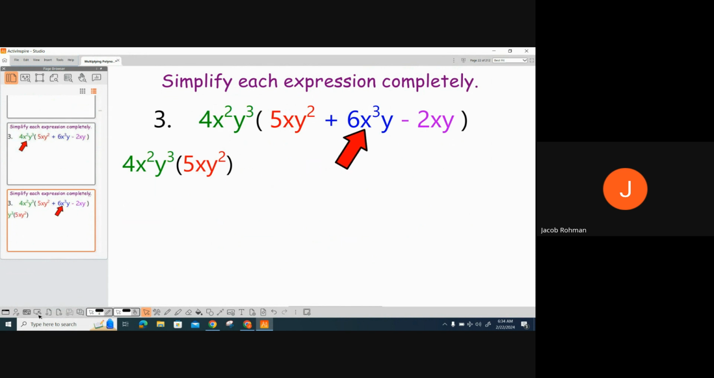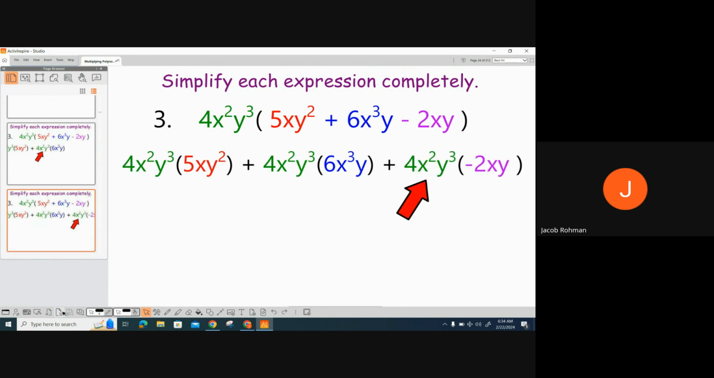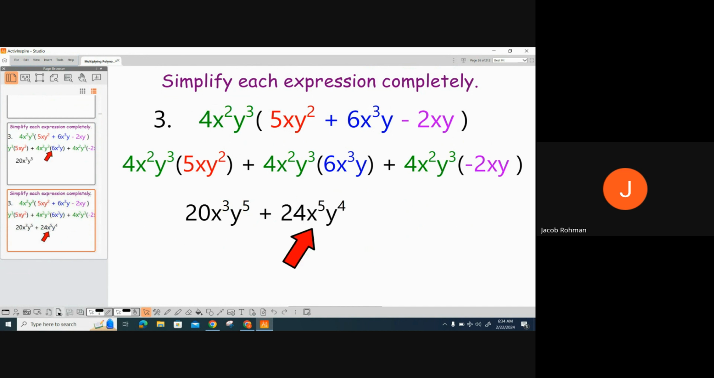And then we're going to take that green times the blue next. 4x squared y cubed times 6x cubed y. And then the third term. Now, when I multiply these two together, I'm going to get 20x cubed y to the 5th. Okay? And then when I multiply these two together, I'm going to get 24x to the 5th, y to the 4th. And then when I multiply these two together, I'm going to get negative 8x cubed, y to the 4th.